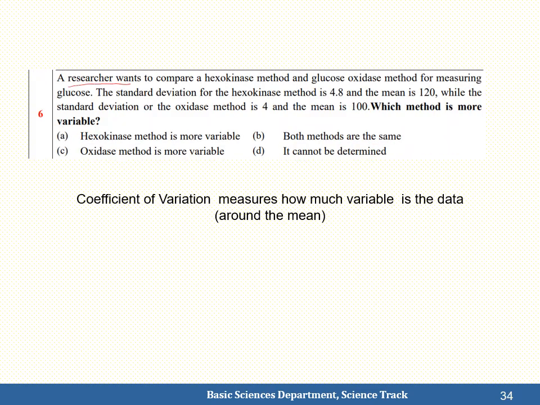Now, a researcher wants to compare a hexokinase method and a glucose oxidase method for measuring glucose. So there are two methods of measuring glucose, and we want to compare these methods. The standard deviation for the hexokinase method is 4.8 and the mean is 120. So we did some experiment, got some data for this method, and from this data we got a standard deviation of 4.8 and a mean of 120. And we got another data set from the oxidase method, and the standard deviation of this data set is 4 and the mean is 100.